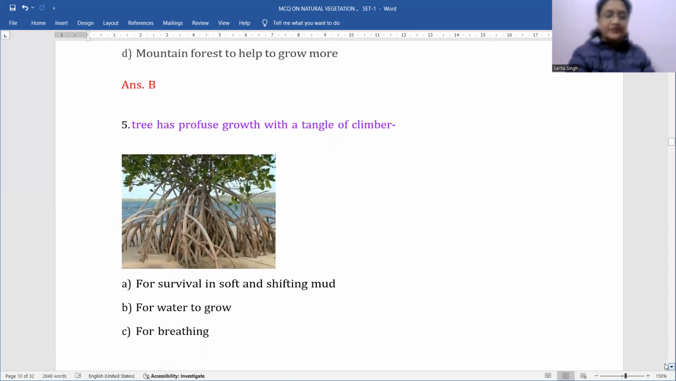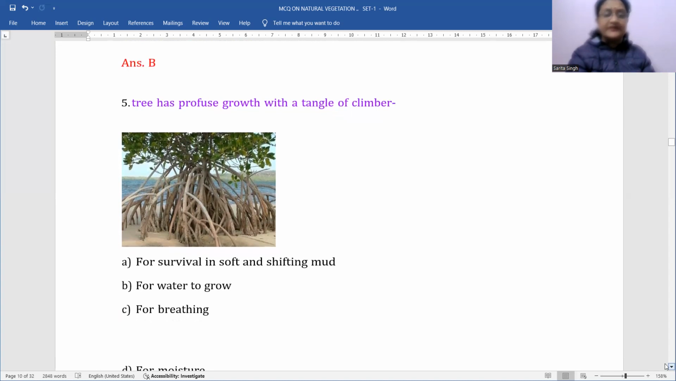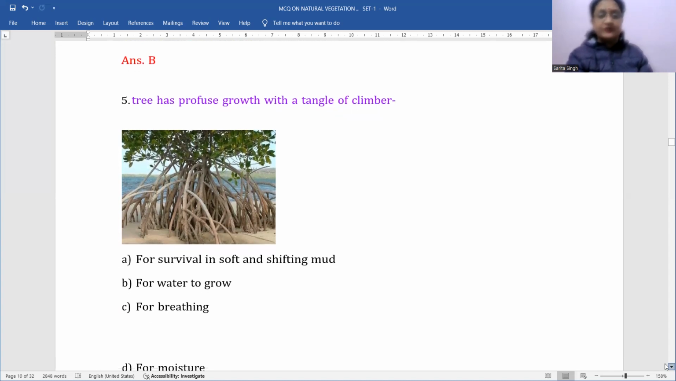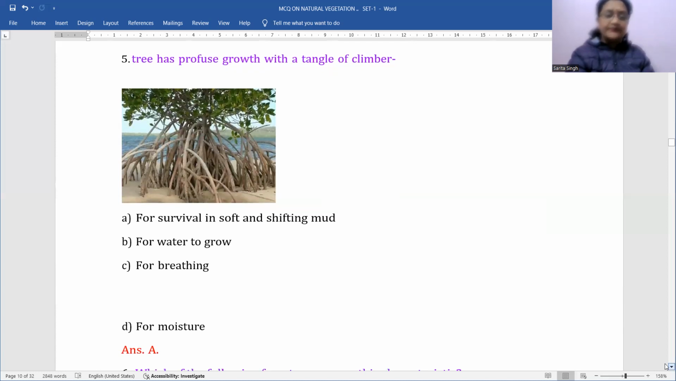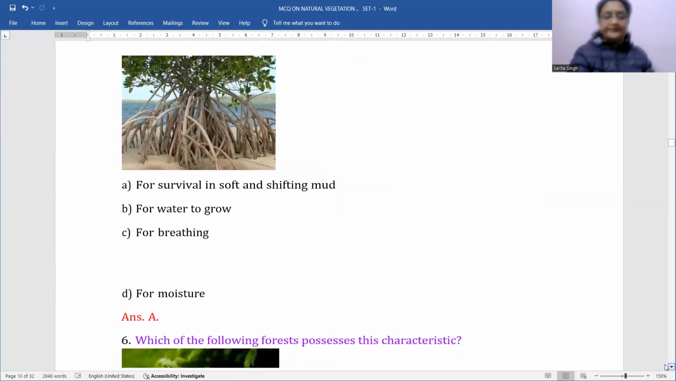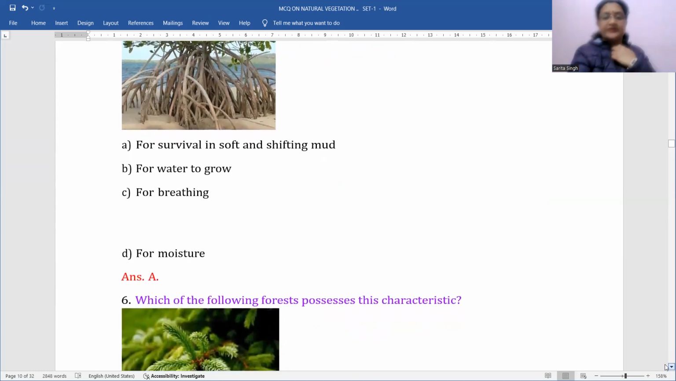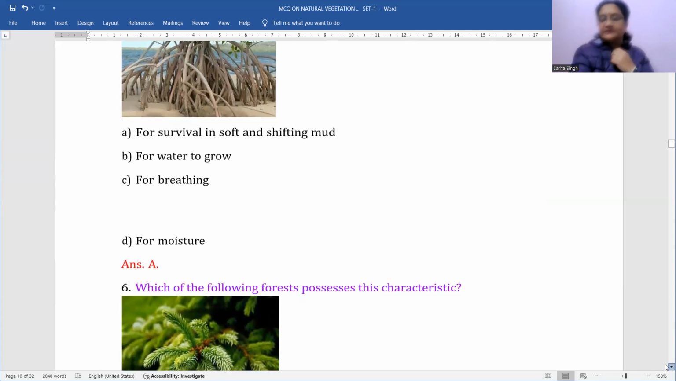What it is for? Number 1 is for survival in soft and shifting mud. Number 2 is for water to grow. And number 3 is for breathing. And number 4 for moisture. यहाँ पर सबसे सही आंसर होगा बच्चों for survival in soft and shifting mud. Okay. Next question is which of the following forests possesses this characteristic?